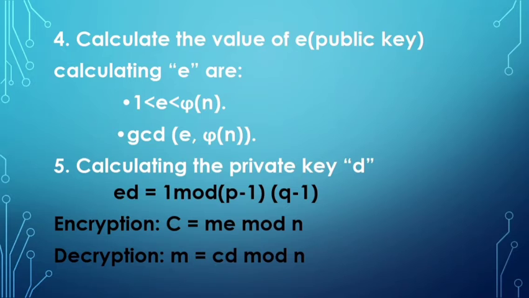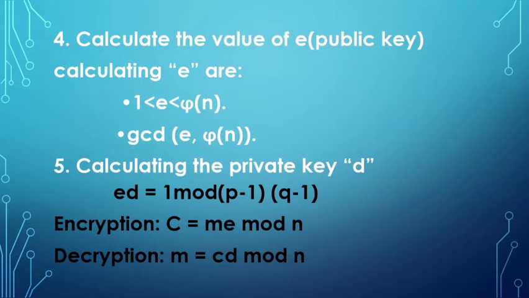Then we are going to calculate the private key value D, which can be calculated by ed equal to 1 mod (p minus 1)(q minus 1). It can also be calculated by using the formula d equal to (1 plus k dot phi of n) divided by e. We can see it further in the example.